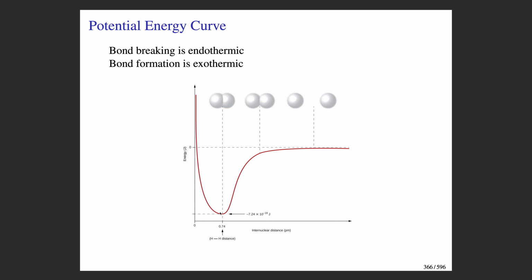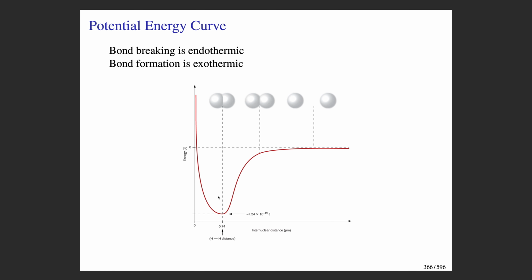What I wanted to point out here, this is where you find the stable chemical bond in this region. And in order to break that bond, in order to separate the two atoms, you have to put energy into the molecule so that the energy goes up. So bond breaking is always an endothermic process. And when you take separated atoms and form a bond, it's always an exothermic process.